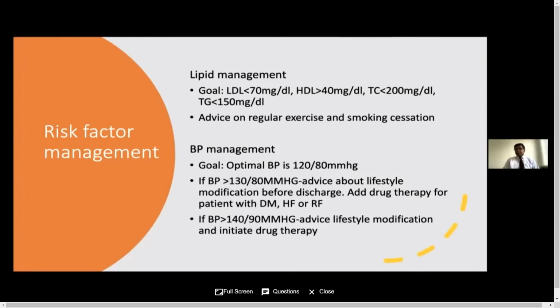With regard to blood pressure management, optimal blood pressure is 120 by 80. If blood pressure is more than 130/80, advise lifestyle modification before discharge. You have to add drug therapy in patients with diabetes mellitus, heart failure, or renal failure. If the blood pressure is more than 140/90, advise lifestyle modification and initiate drug therapy.